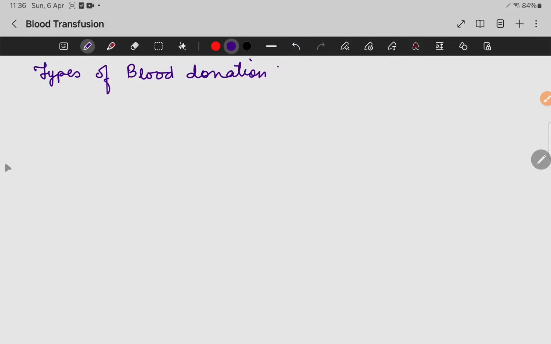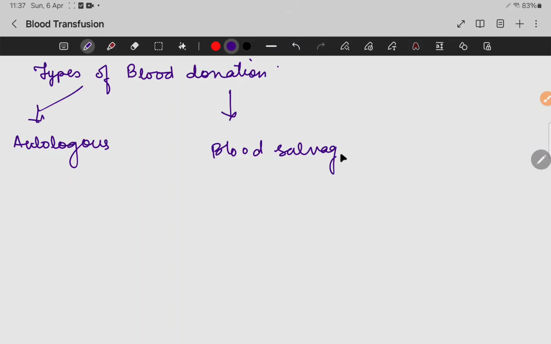Types of blood donation. So first type is autologous. Second is blood salvage. And third is designated donor.